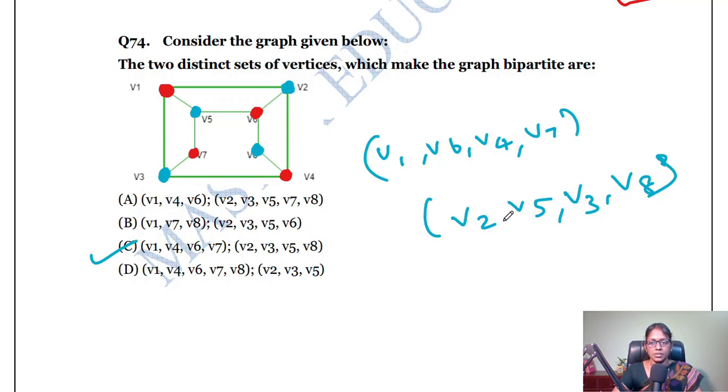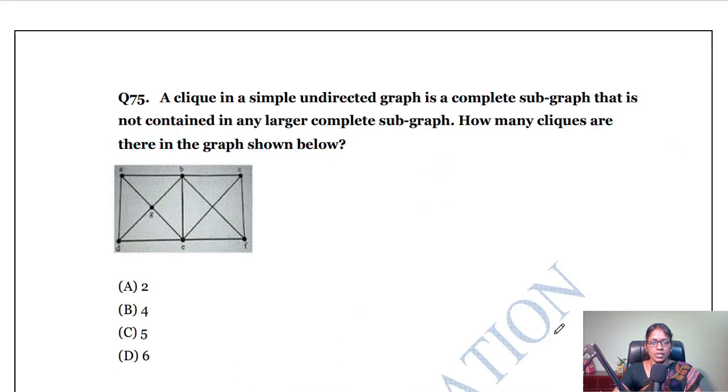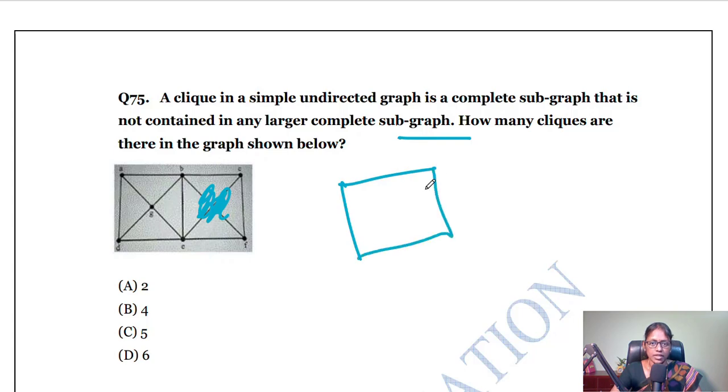The next question is, a clique in a simple undirected graph is a complete subgraph that is not contained in any larger complete subgraph. How many cliques are there in the graph? Actually, this question is like this. So this is one clique. You can bypass this, that is, you can split it.